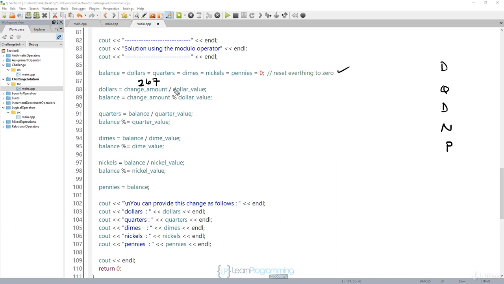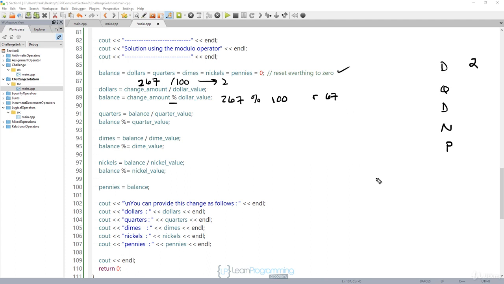Okay, so how many dollars? Well, we divide 267 by 100 cents per dollar, and that gives us the $2. So we definitely need that. Now, rather than subtract the 2 times 100 from the 267 as we did before, we can take advantage of the modulo operator. So in this case, the change amount is 267 mod 100. Right? This gives us 2 with a remainder of 67. So the effect is exactly like subtracting 200 from 267.